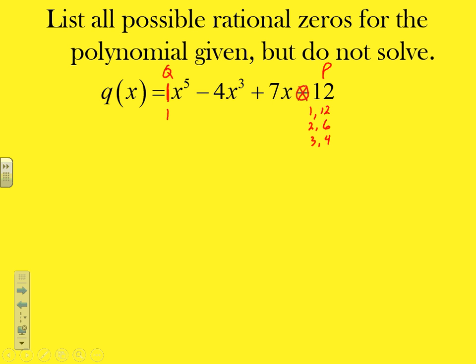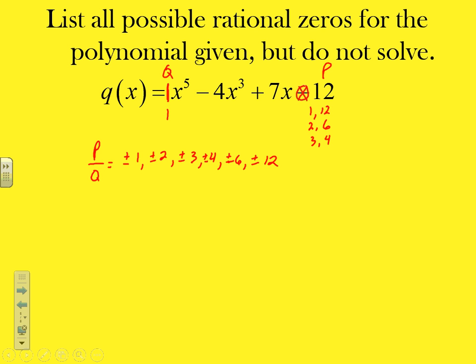Now, if we say P over Q, starting with the smallest factor of P, 1 over 1 would give me a positive or negative 1. The next smallest number, positive or negative 2 over 1 is just 2, and so on. 3 over 1 is just 3, 4 over 1 is just 4, 6 over 1 is just 6, and then 12 over 1 is just positive or negative 12. So these would be the potential solutions for this problem.